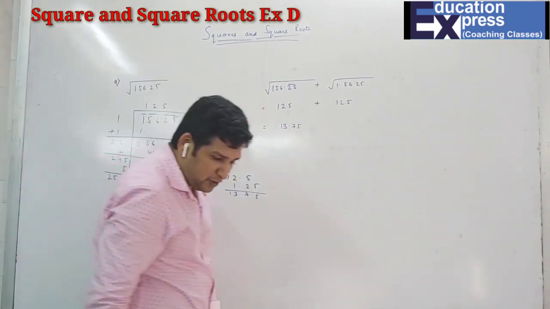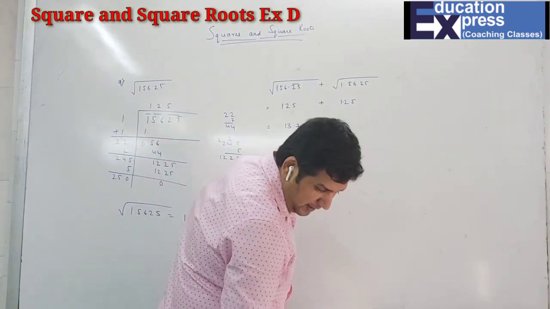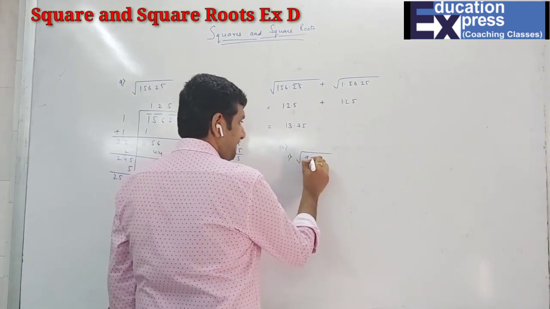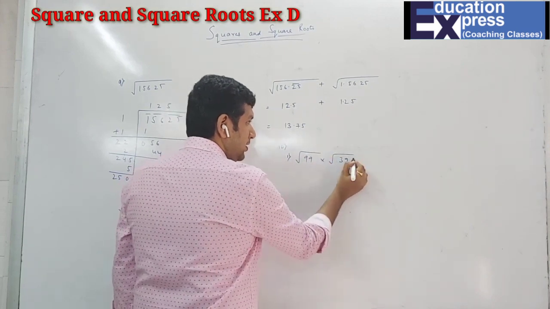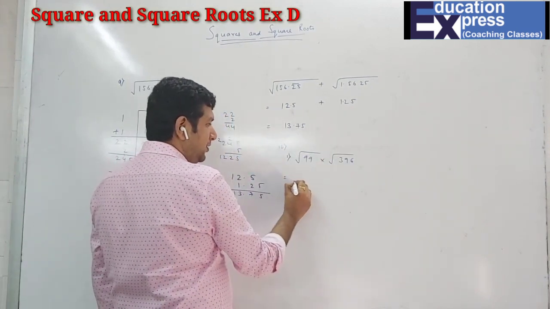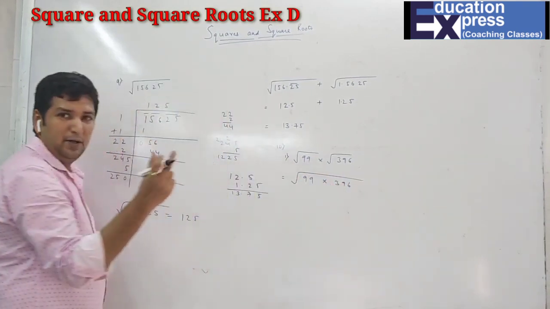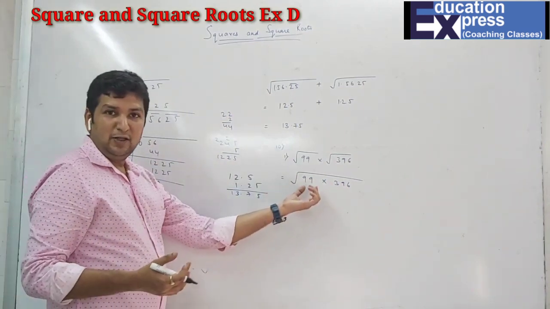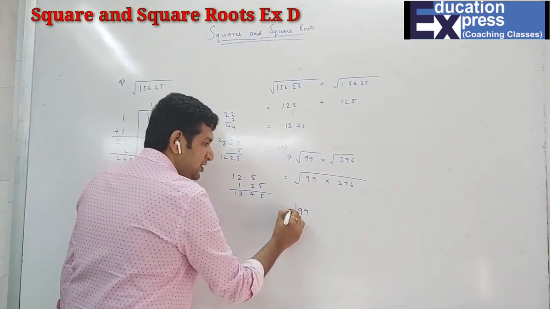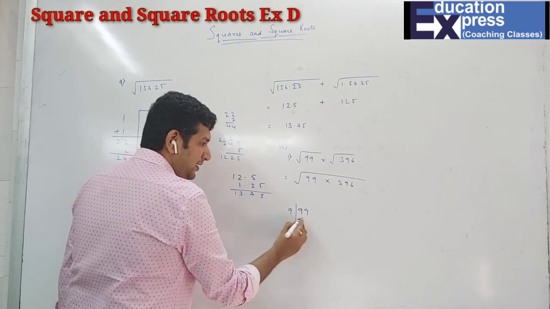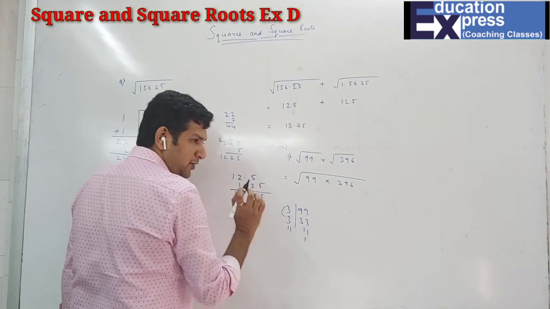Next, now 10th question. First one. Under root 99 into under root 396. Now students, these both you can club together and write 99 into 396. And now whenever there are two numbers, obviously what will we do? We will first find the factors of each. When there are two numbers, we'll find the factors of each. So 99, just try to see whatever squares you can get. So 9, I can go for 3 threes, 3 elevens, 11 ones. That means 3 square into 11 is the answer for this.